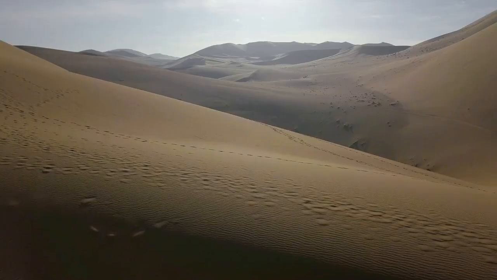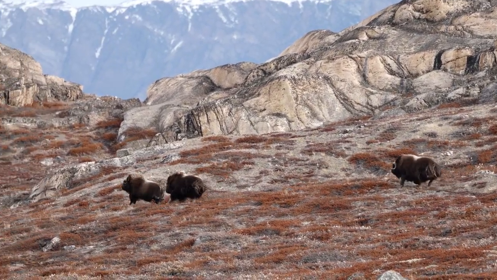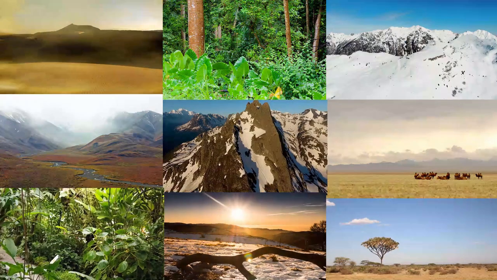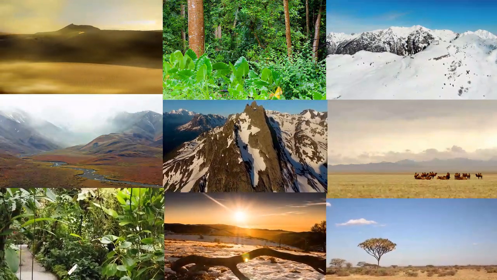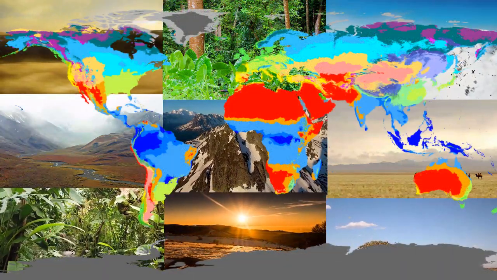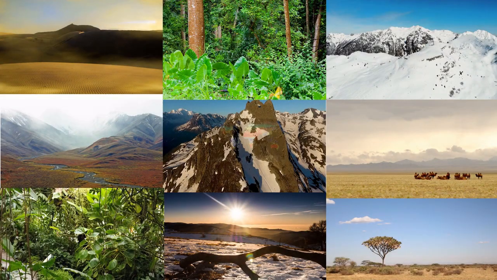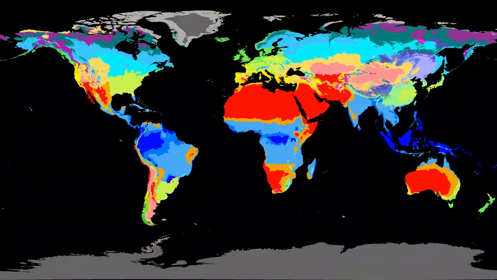Ever wondered why deserts, rainforests, and tundras exist where they do? It all comes down to one system, a 150-year-old climate map still used today. Let's explore the Köppen-Geiger system and how it shapes the world you live in.